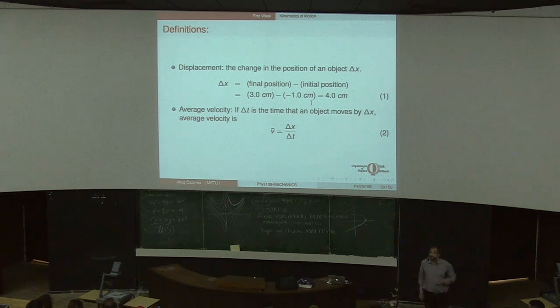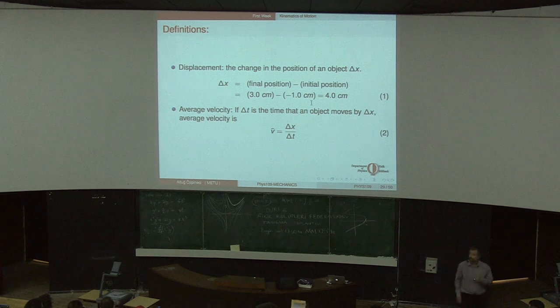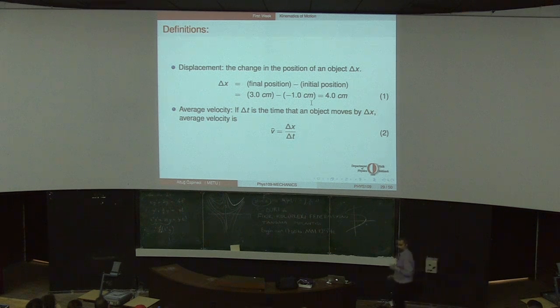So my object moves from plus 3 centimeters to minus 1 centimeter. Then I can define the displacement. It's the final position minus the initial position. This is my displacement. So I have 3 centimeters minus 1 centimeter, that is 4 centimeters. That is my displacement. Right?